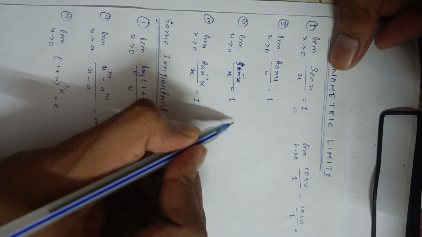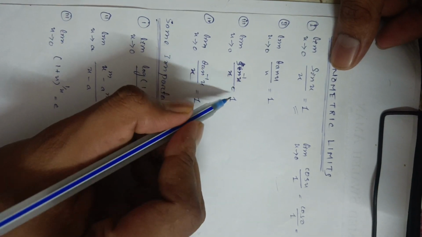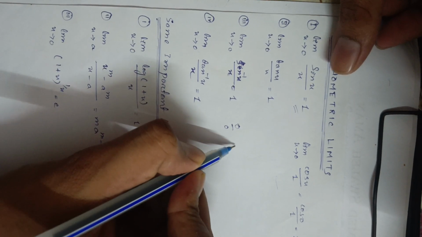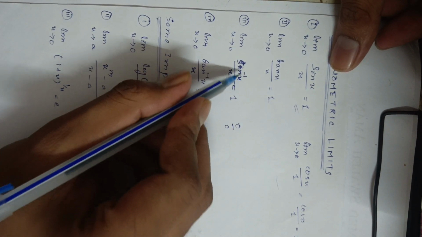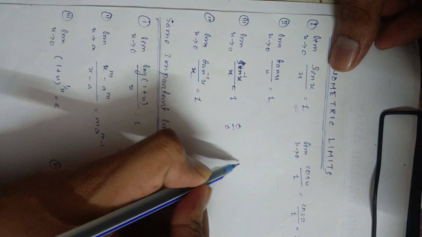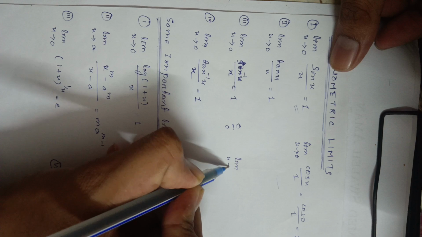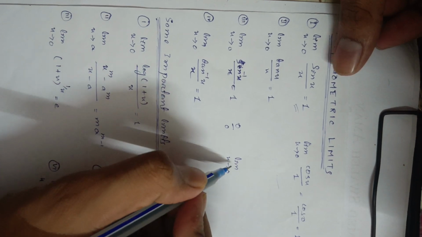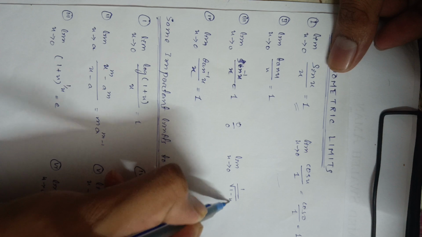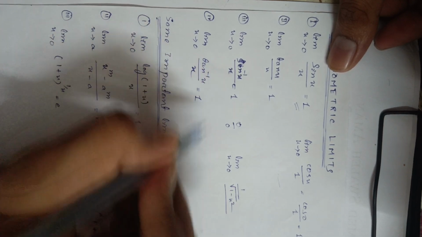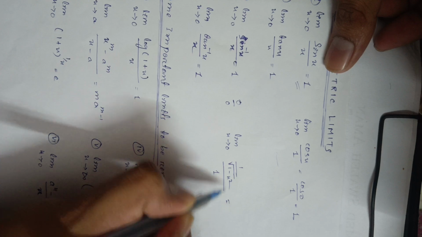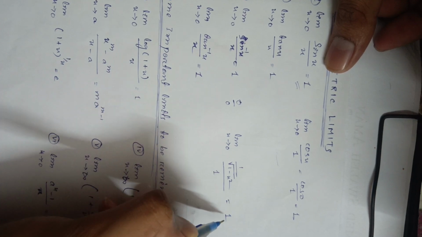For example, if you put 0, then sin inverse of 0 by 0 is again in 0 by 0 form. If you differentiate both numerator and denominator, it becomes the limit as x tends to 0. What is the derivative of sin inverse x? It is 1 by under root of 1 minus x square, all divided by the derivative of x, which is 1. Then if you put 0 in place of x, it becomes 1.